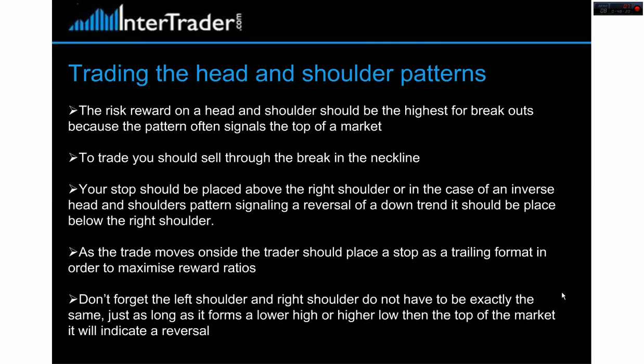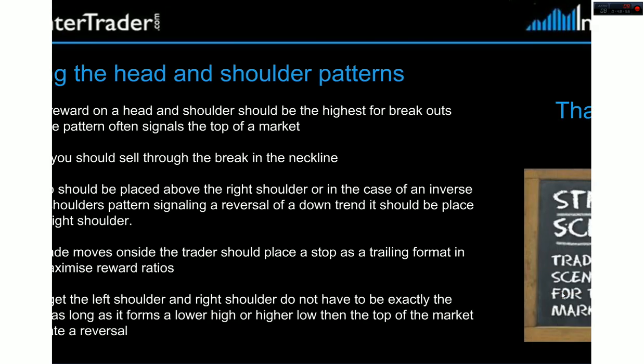So, trading the head and shoulders pattern. The risk reward on a head and shoulders pattern should be the highest at the breakout, because that's the pattern signaling the top of the market. If you want to go with a high probability trade, you're going to go with the second shoulder, because that is telling you it's a head and shoulders pattern. And if it is a true head and shoulders pattern, it has to reverse the overall trend and break in the opposite direction. So that's your safest trade. But you might be more aggressive and buy into each shoulder or buy into the high of the head. Again, it's down to you how you interact with the markets and how you use these particular trading patterns.